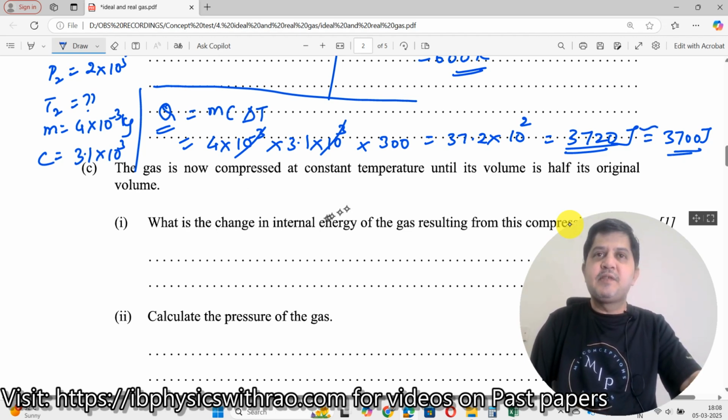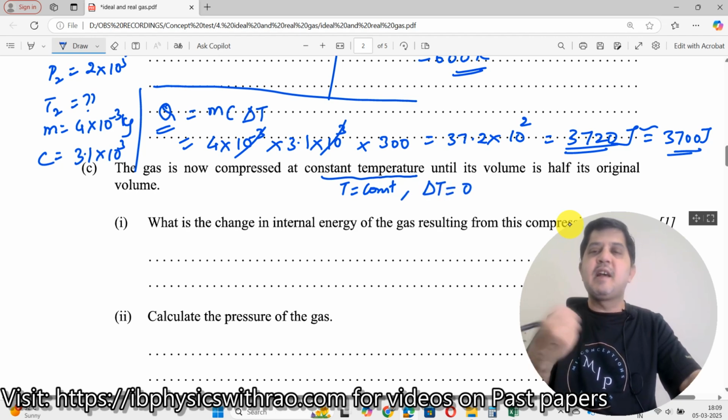Okay, now next, the gas is now compressed at constant temperature. Now you are going to do it at constant temperature. Okay, T equal to constant. The moment anything is written as constant temperature, constant volume and so on, you should always say that delta T is equal to 0, delta P equal to 0, delta V equal to 0. It mentions until its volume is half its original volume.